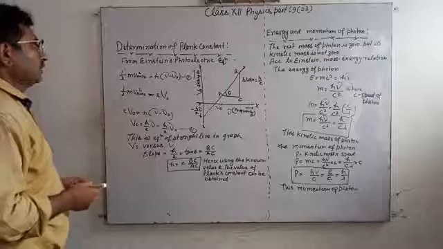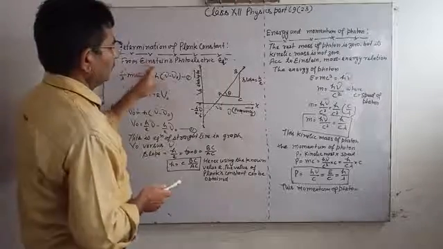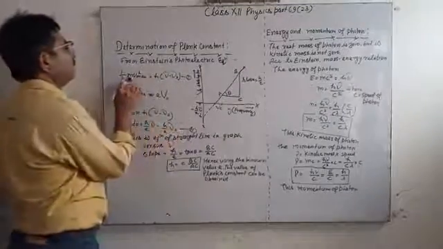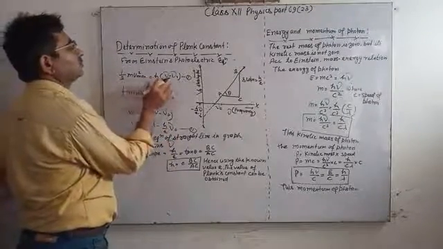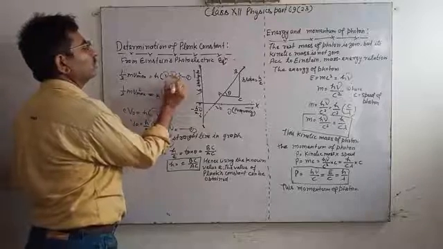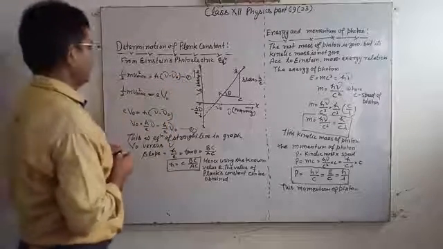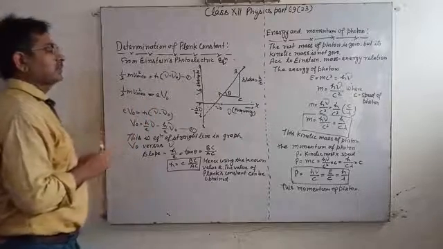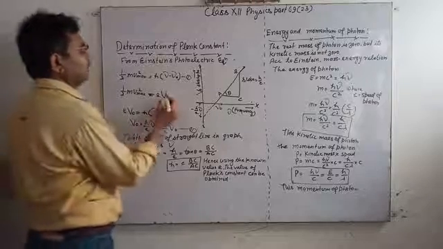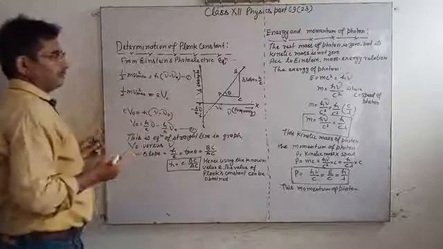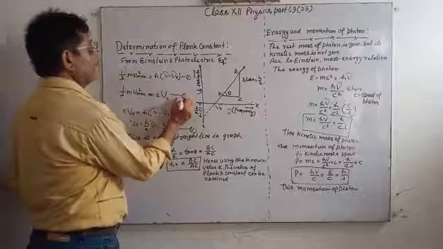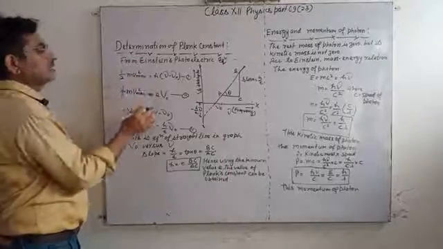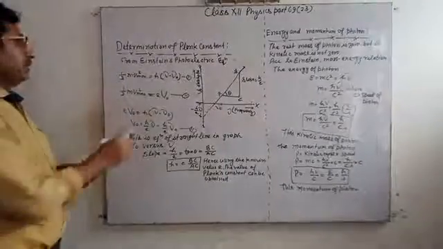You can say from Einstein's photoelectric equation that half m v max square equals h into (nu minus nu naught), where nu naught is the threshold frequency. Half m v max square, that is the maximum kinetic energy, is equal to e V naught. Here, from equations 1 and 2, you may write e V naught in place of half m v max square.